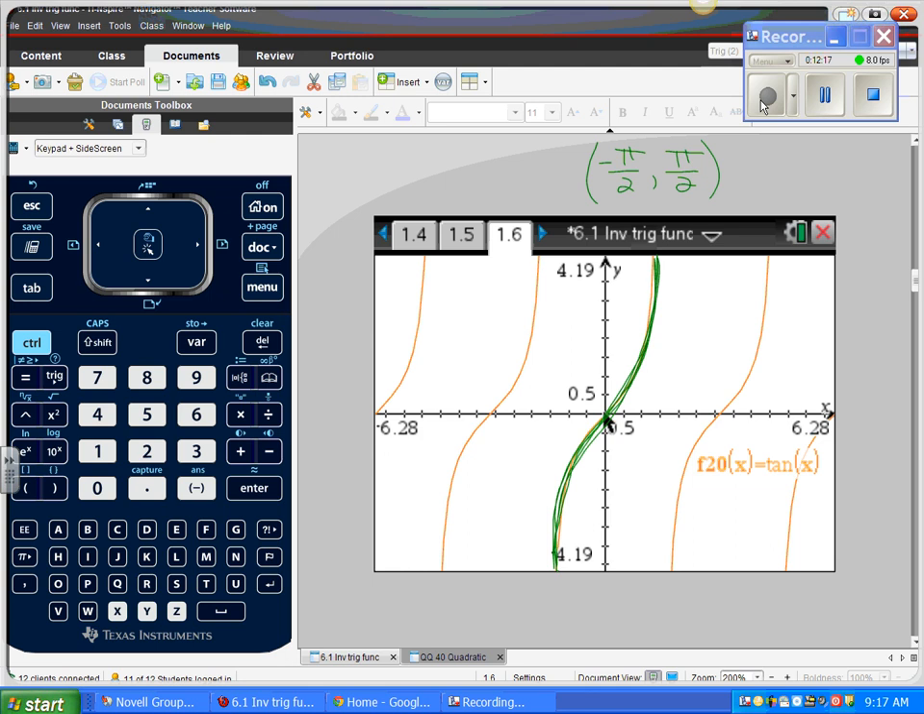Does tangent exist at negative pi over 2 and pi over 2? No. Okay. That's where cosine is equal to 0. So tangent is undefined at negative pi over 2 and pi over 2. That's where we get those vertical asymptotes. Okay. So we can't include them because they don't exist here. Remember that? Okay? So the restricted domain is from negative pi over 2 to pi over 2, not included. Good.